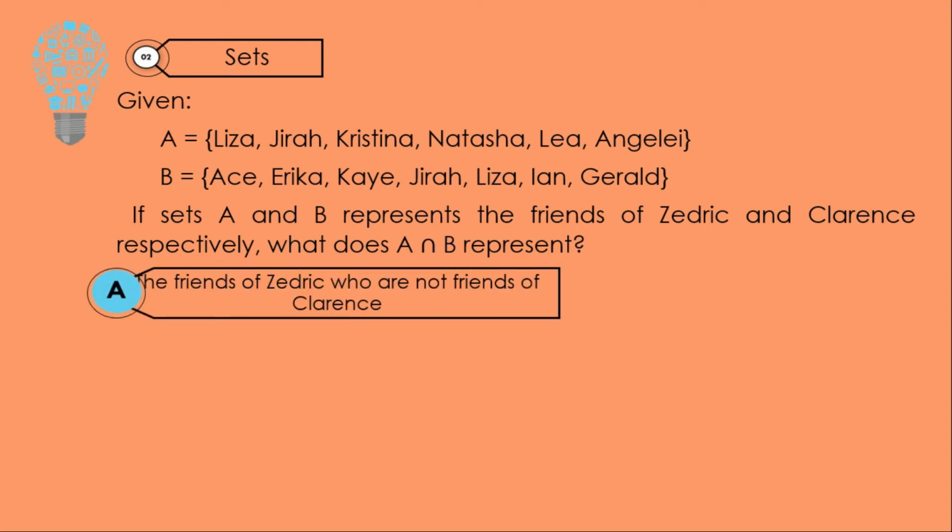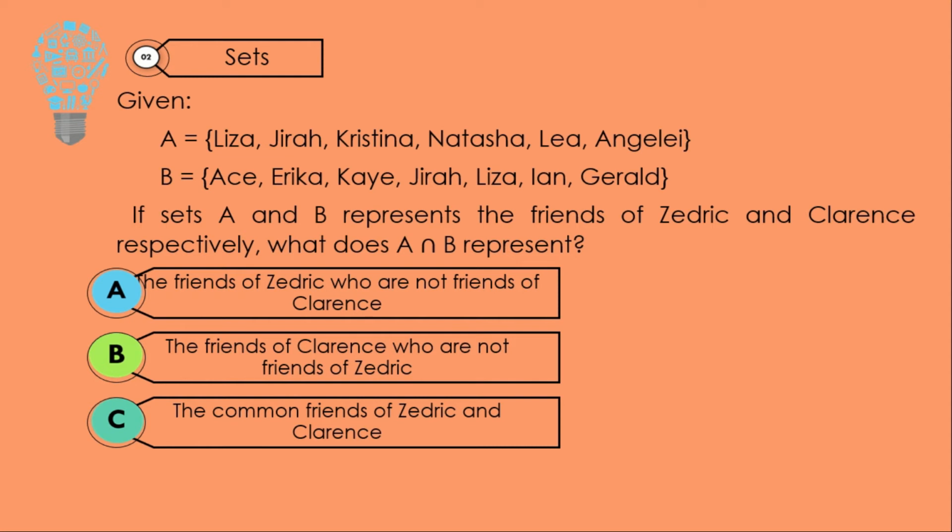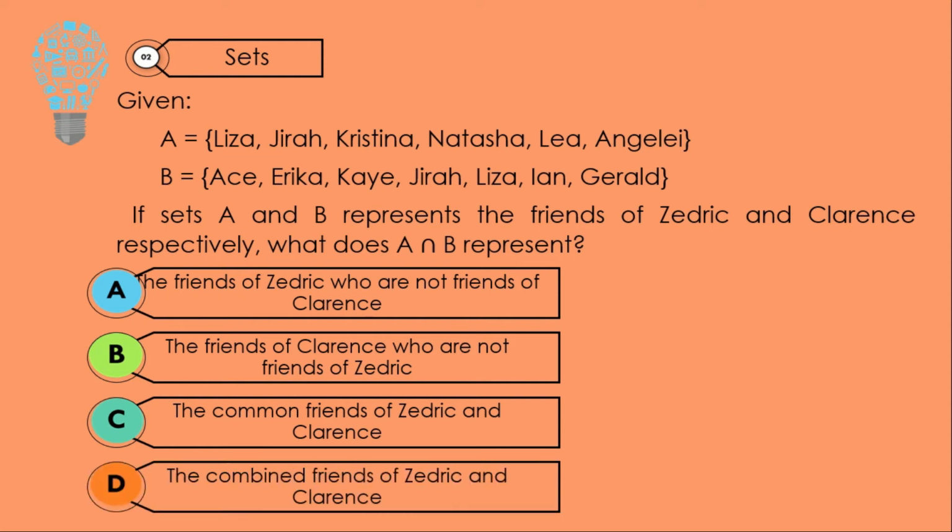A, the friends of Cedric who are not friends of Clarence. B, the friends of Clarence who are not friends of Cedric. C, the common friends of Cedric and Clarence. D, the combined friends of Cedric and Clarence.